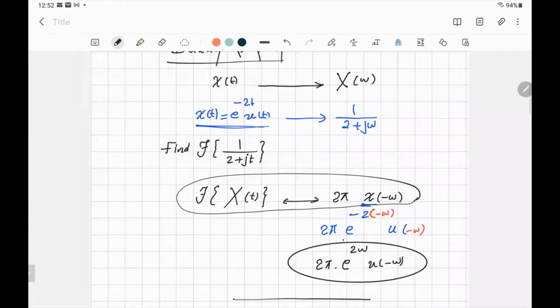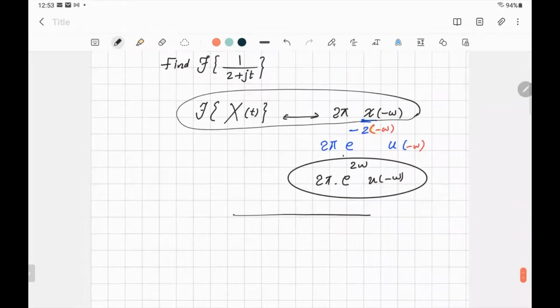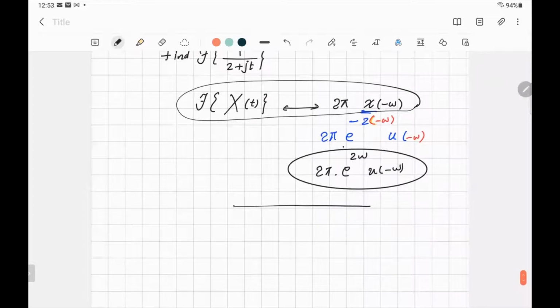Anything like that has to have 2 pi times x of minus omega, x small. You have to be careful: when you get x small, it means that was x function of time, and I replace t by minus omega. X capital means that was the Fourier transform. Very important to observe that. Well, the last property that's important is called convolution.